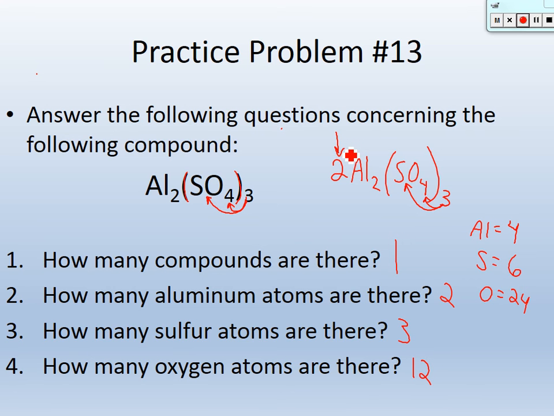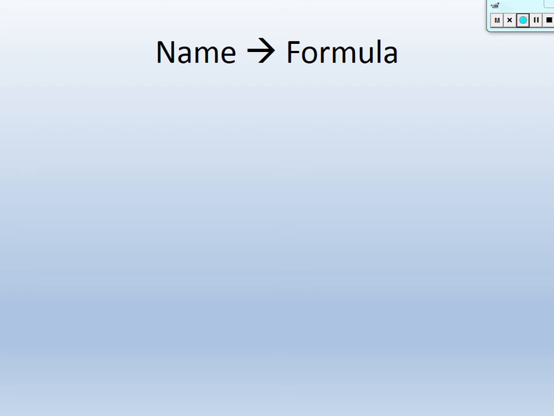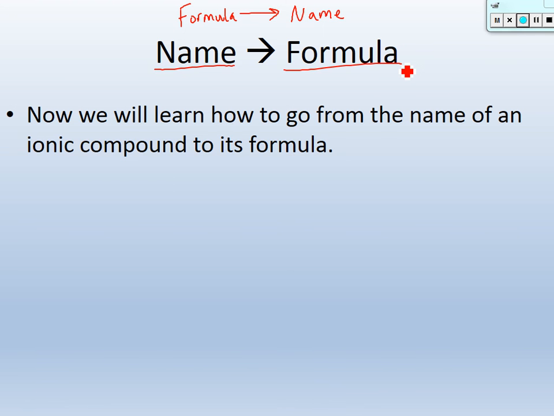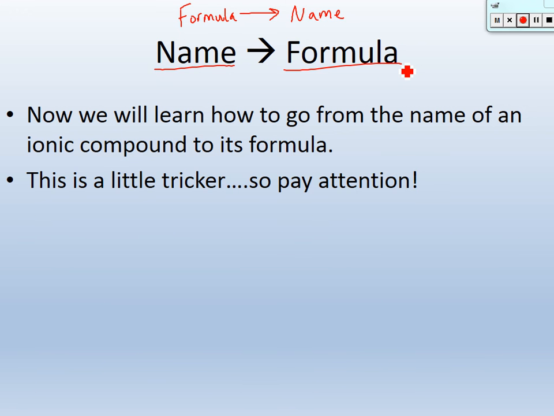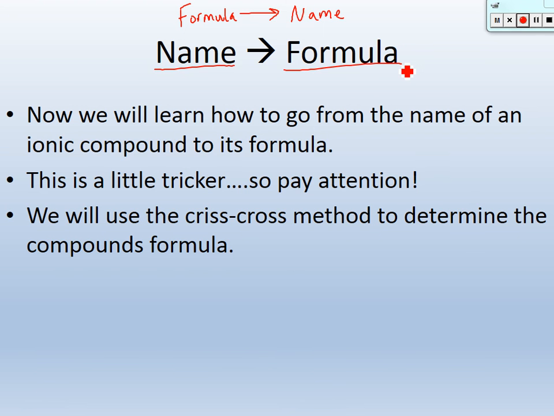So. Okay, very good. So far to this point, we have been doing the formula and changing it into a name, correct? We use those rules, it's pretty easy. Now, we're going to switch gears a little bit and we're going to go from the name, and I want you to write the formula. Okay? It's a little trickier, so pay attention. There's a little bit of a trick to this. We're going to use the crisscross method.